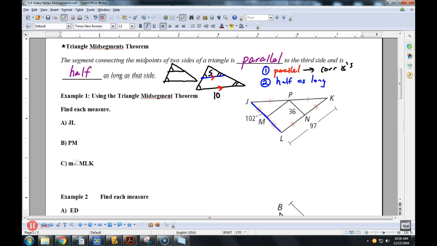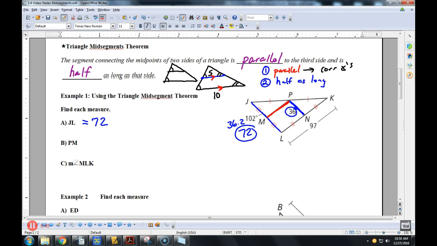And if I want to know how long JL is, I need to find the midsegment that's parallel to him. So the midsegment parallel to JL would be PN. And since PN is 36, that should be half. So if I do 36 times 2, that comes out to be 72. So JL is 72.